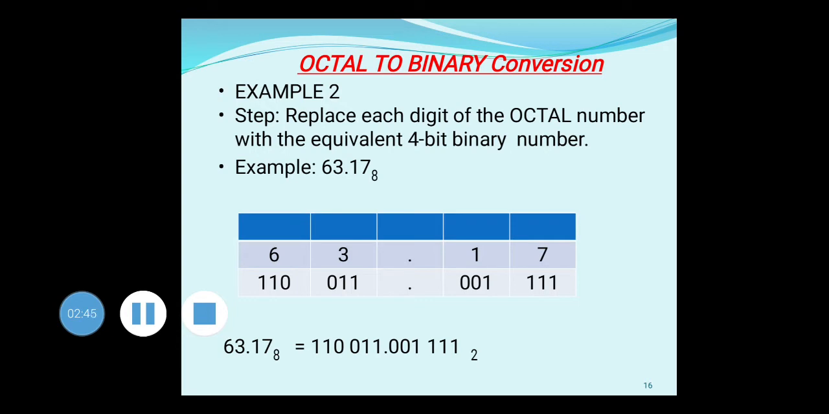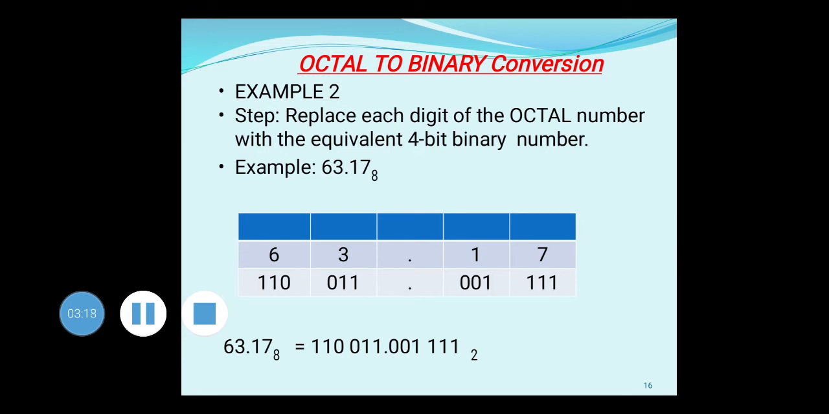So again the rule here is the same. Represent each digit with 3-bit binary and keep the octal point as it is. So here we'll start with 6. 6 is represented by 3-bit binary as 110. 3 is represented by 3-bit binary as 011. 1 is represented by 3-bit binary as 001. And 7 is represented by 3-bit binary as 111.